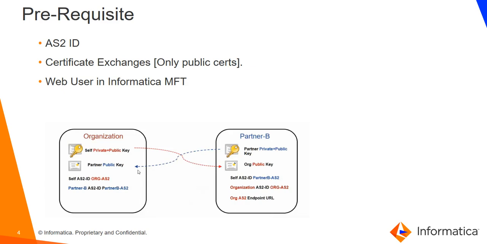So here we can see that between two organizations we should have a public and private key, and the public key is the one which is shared between two organizations. So between Informatica and a partner there will be the keys which will be shared.